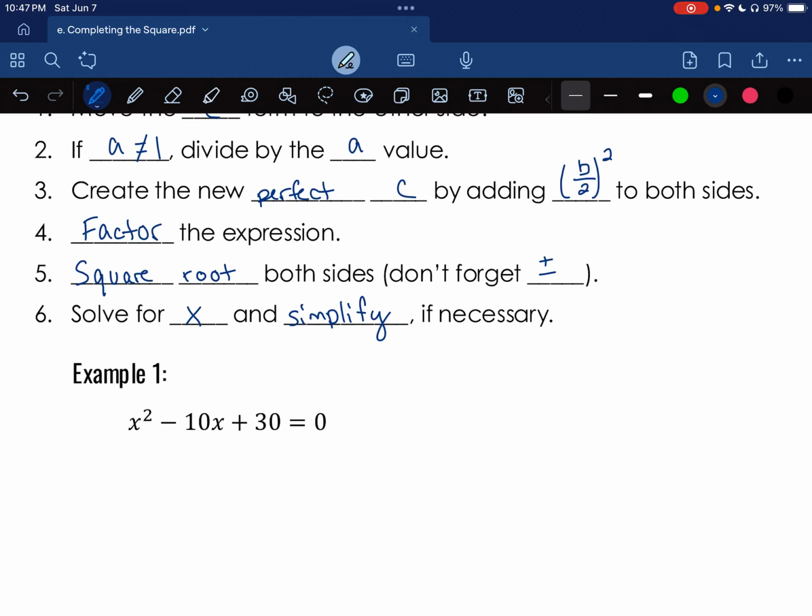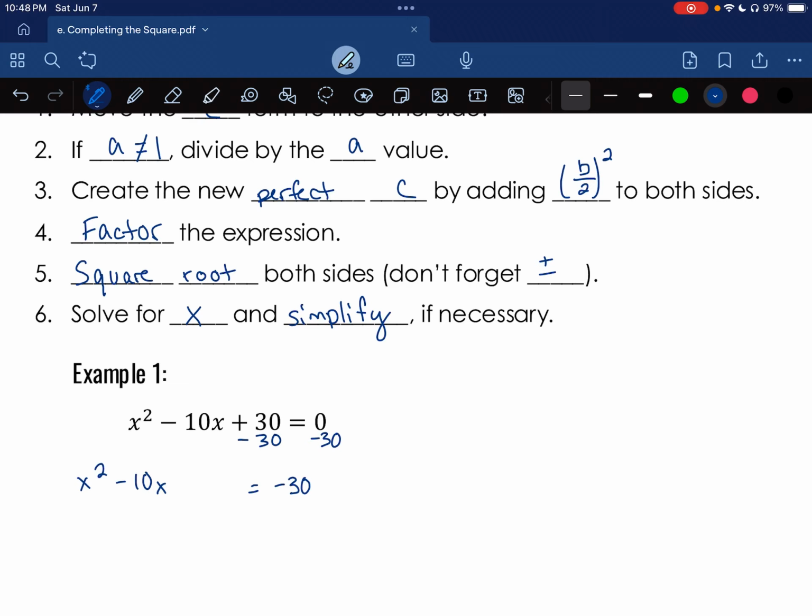All right, so what we've got going on here is an expression that does not factor. And so we're going to start by getting rid of this c value. This 30 here is making it so that when we go to factor this, that's not a perfect square. It is not helping us get 2ab in the middle, so that guy's going away.